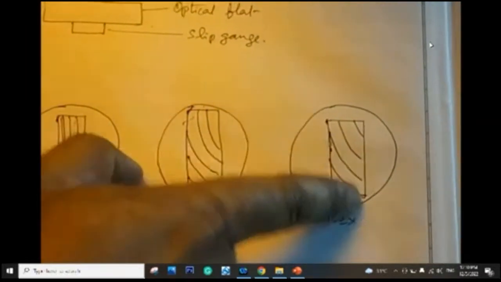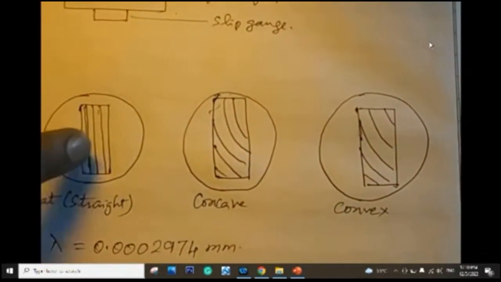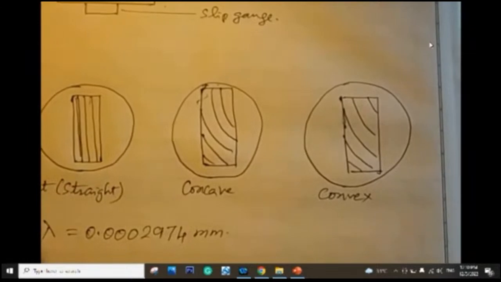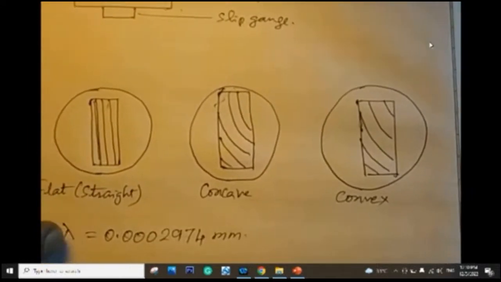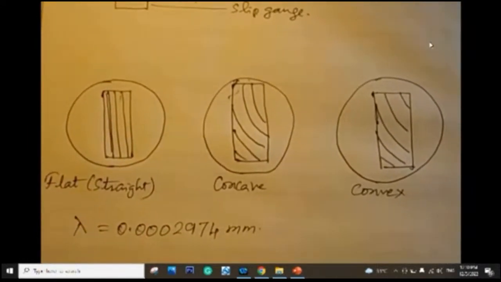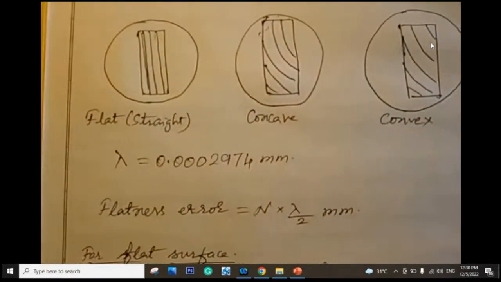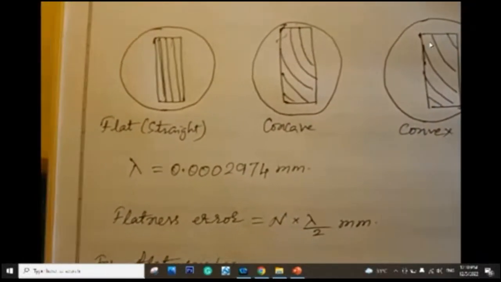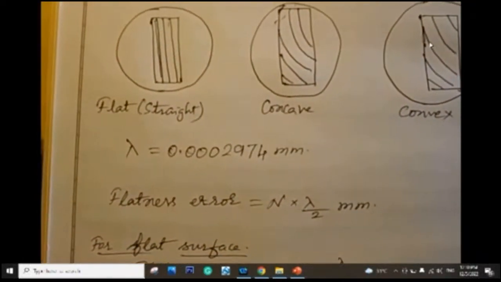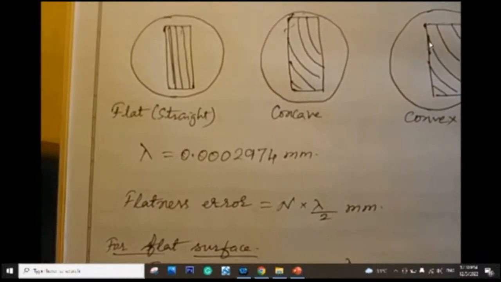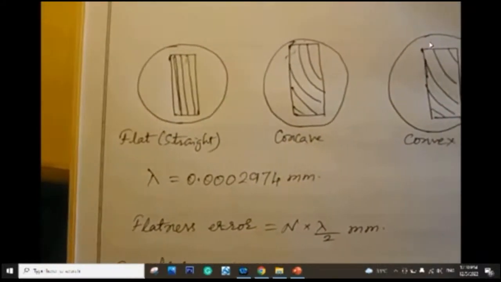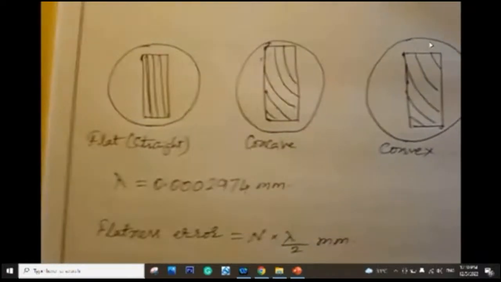By counting these dark fringes, since we know the lambda of this particular monochromatic light, and multiplying the number of fringes with lambda by 2, we are going to get the flatness error. Now let us see, lambda is the wavelength of this monochromatic light source. It is a standard, which is given by the designer.